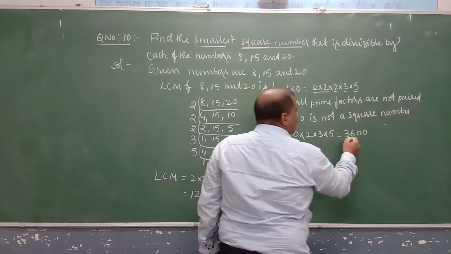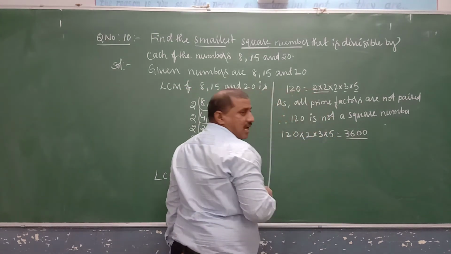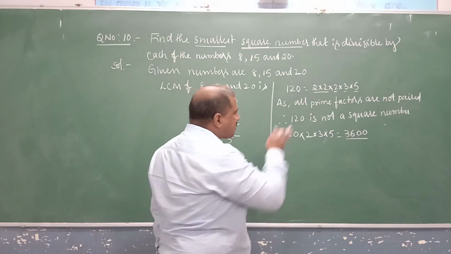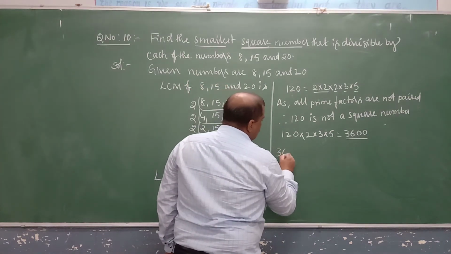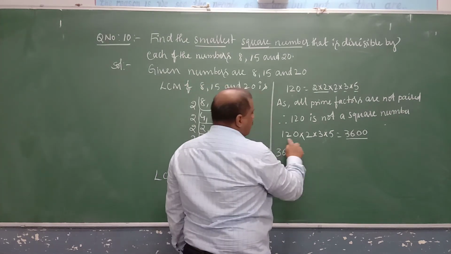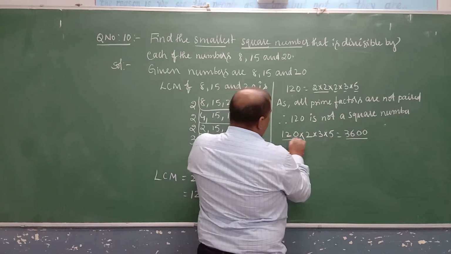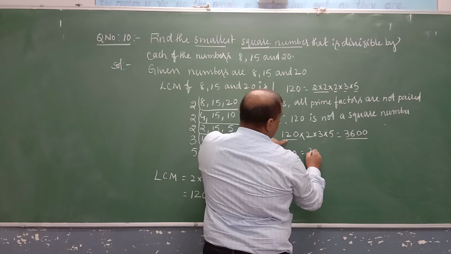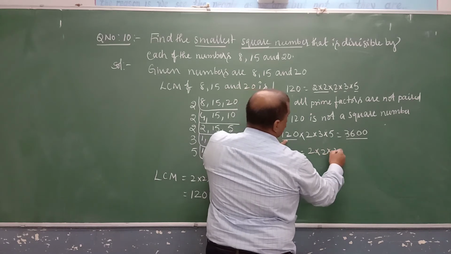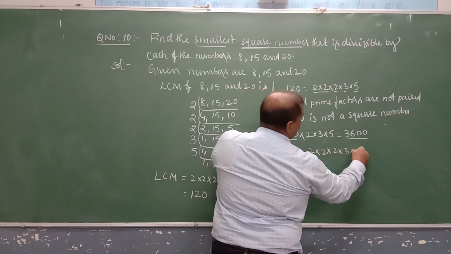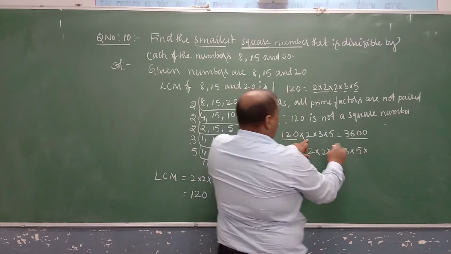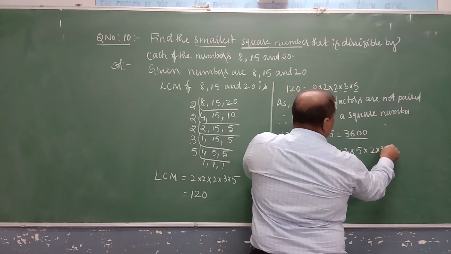Now 3600 is the square number. Check whether it is a square number or not. 3600 is equal to what we got? 120 into 2 into 3 into 5. 120, what are its prime factors? 2 into 2 into 2 into 3 into 5. Then what are left here? 2 into 3 into 5.